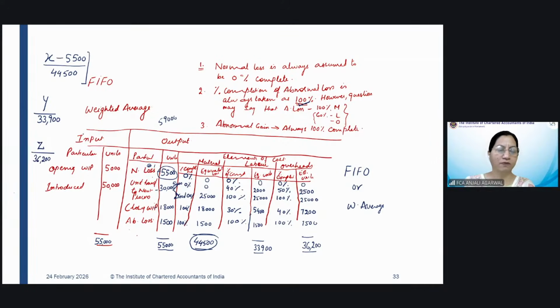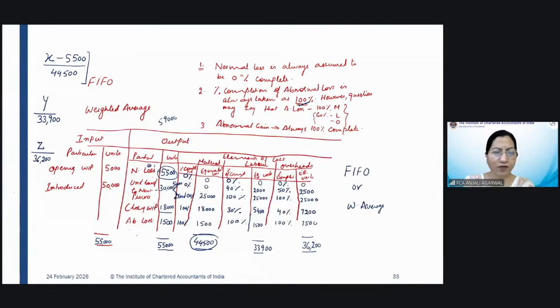So this is how we prepare first the statement of equivalent product units. Once you have prepared the statement of equivalent units, rest everything is very easy. So material minus scrap realized from normal loss divided by equivalent units of material, labor cost divided by equivalent units of labor, overheads cost divided by equivalent units of overheads. So this will give us the complete cost per unit.